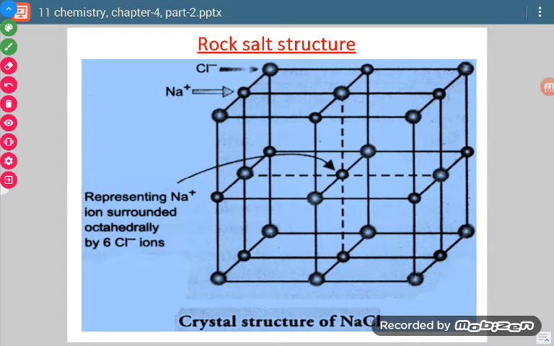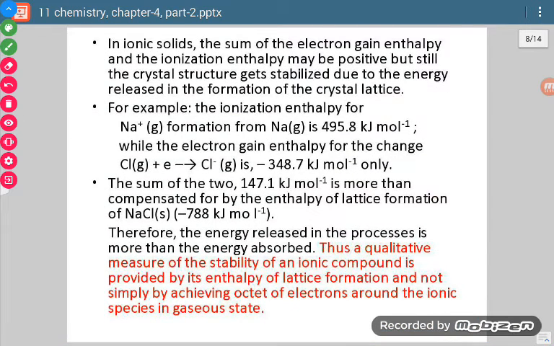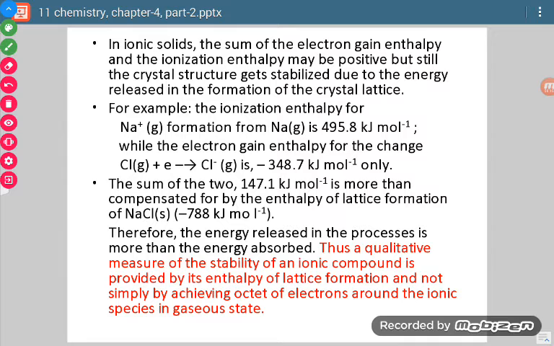Now let us see the structure of sodium chloride. So the sodium chloride crystal lattice, this structure is also known as rock salt structure. In this, the small atoms represent sodium, and the bigger atom represents the chloride ion. So they are arranged in this fashion, the way you are able to see. Now how these things play their role, this is what we are going to discuss now.